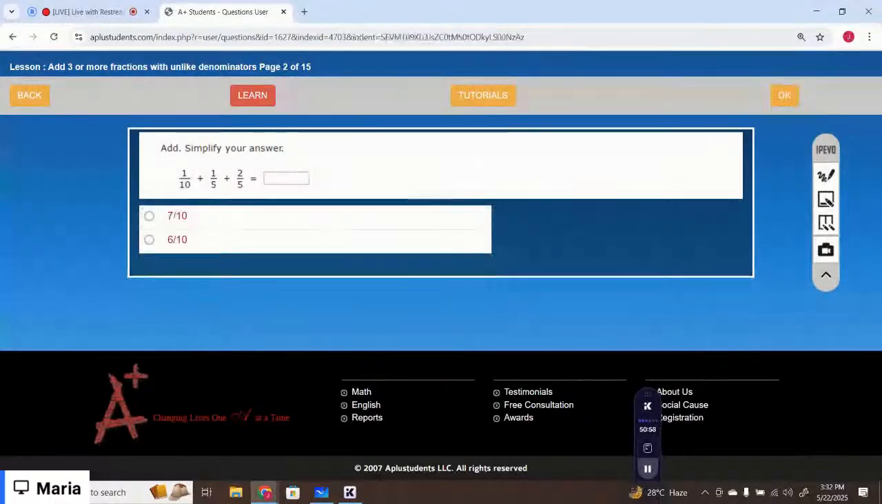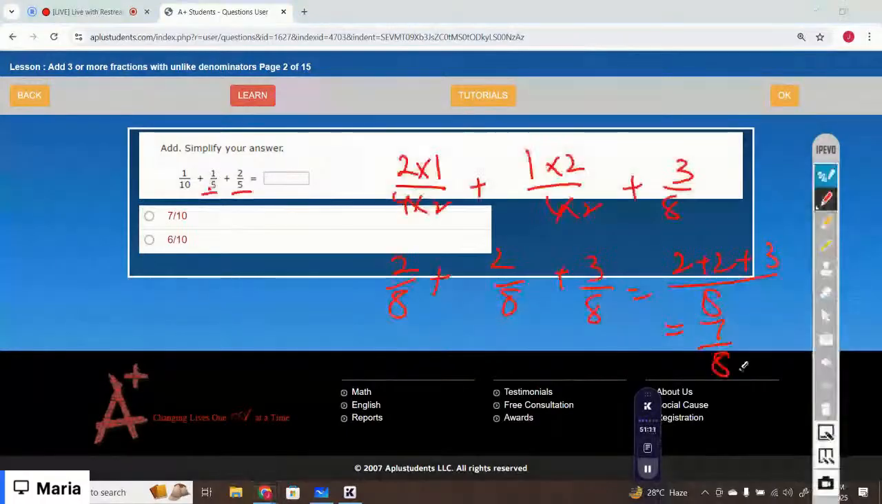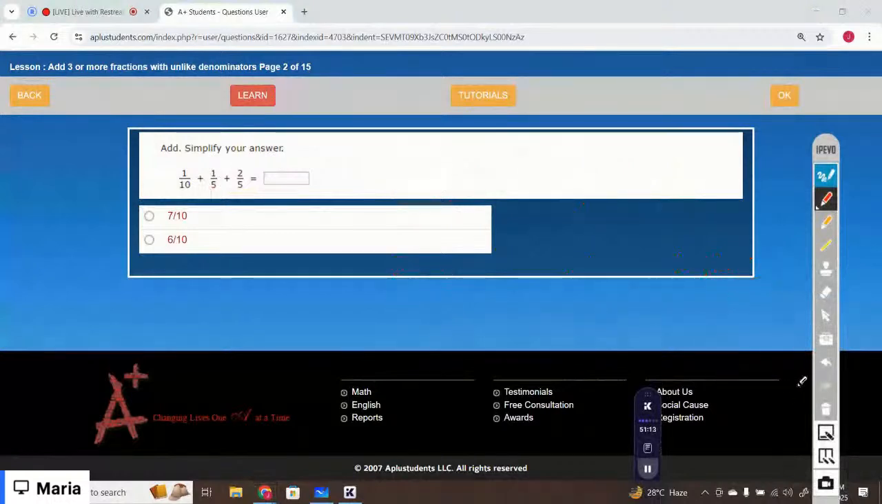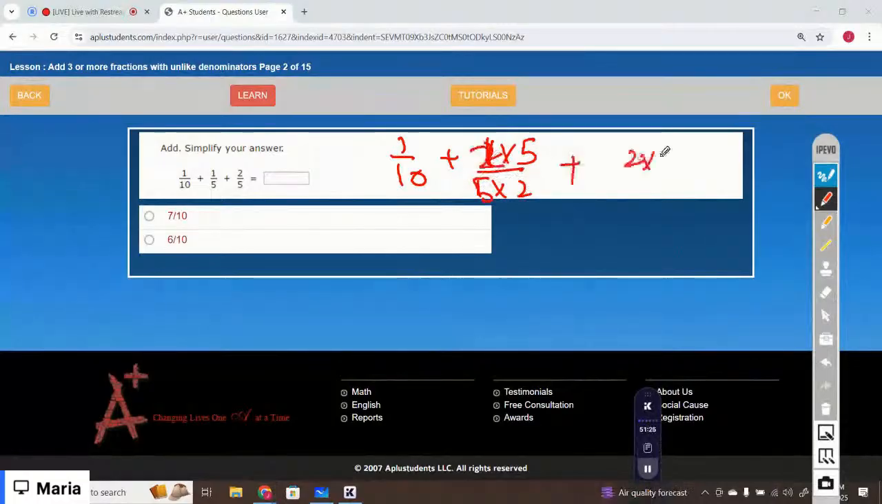Okay, the next one is 1 by 10 plus 1 by 5 plus 2 by 5. So again, you need to make the smaller denominator equal to the bigger one. 5 times 2 is 10, right? So you need to multiply these two fractions by 2 to make the denominators equal to 10. 1 over 10 plus 1 times 2 over 5 times 2 and 2 times 2 over 5 times 2.